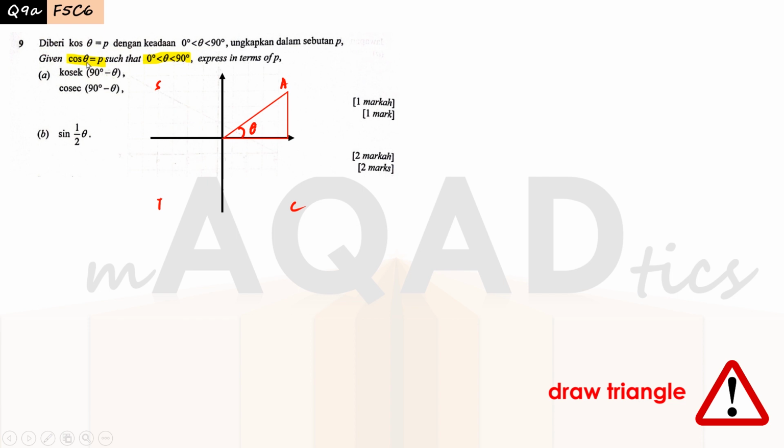So another thing we need to know is cos theta is adjacent divided by hypotenuse, right? So if cos theta equals p, this means the adjacent should be p and the hypotenuse should be 1, right? So I can label these two lengths here. Okay, and then there is one more length here. So what we can do is use the Pythagoras theorem, because this triangle is a right angle triangle, right? So 1 squared minus p squared, and then we square root.